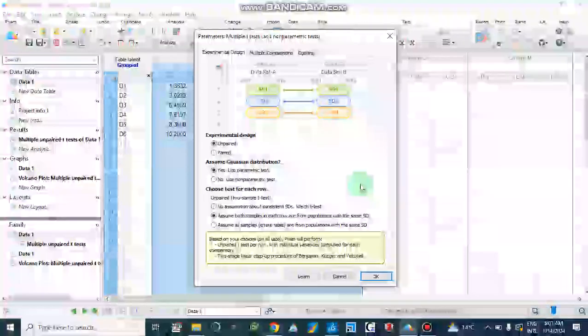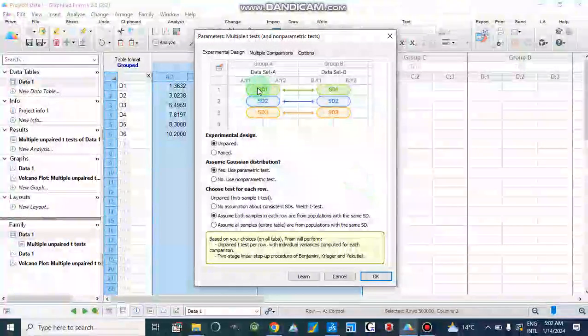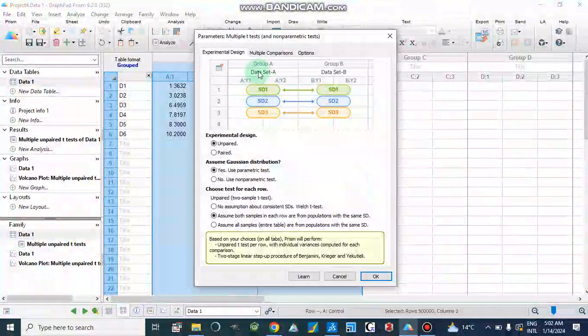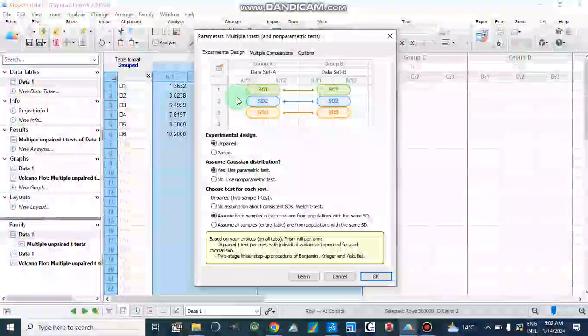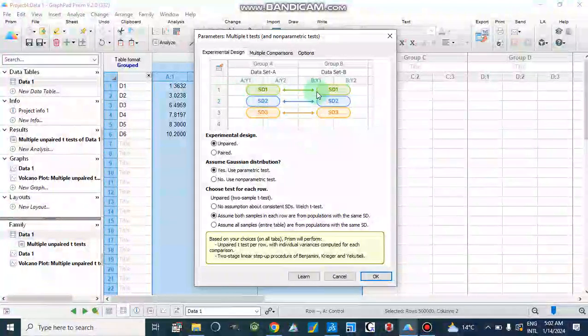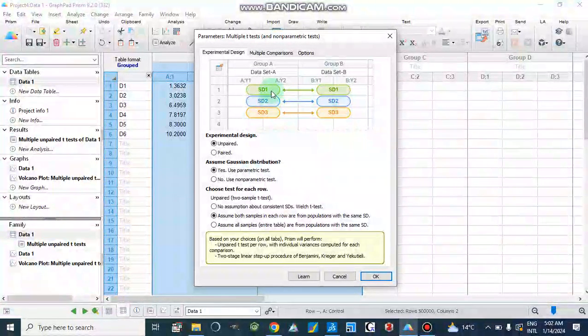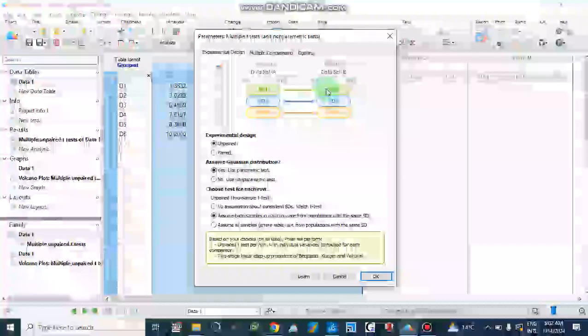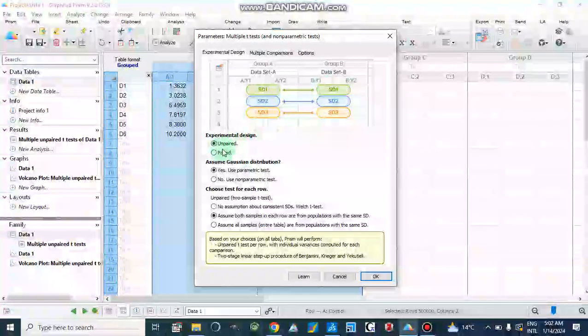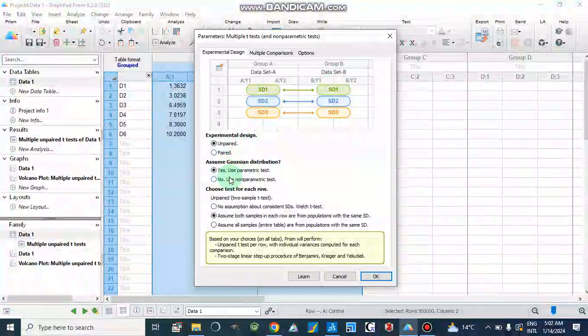Okay. So our data will be like this, that this data set A will be compared with data set B, and this row will compare these both data, and similarly this row and then this row. So all rows will compare separately the data between control group and the treated ones. So it is unpaired data, and this is a parametric test.